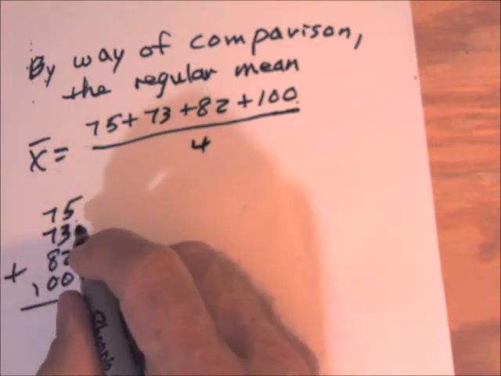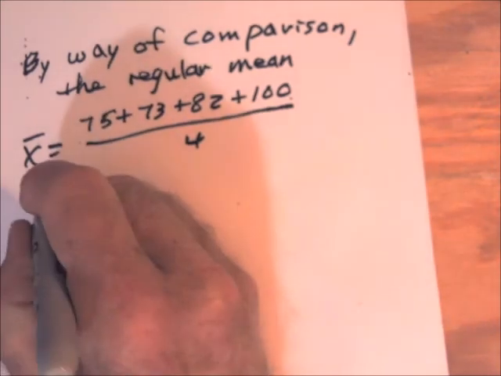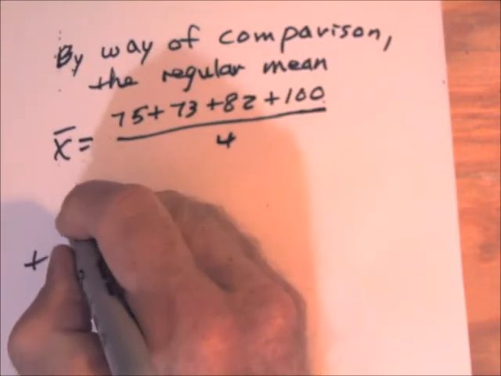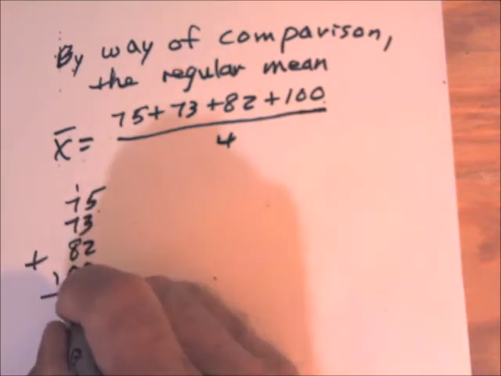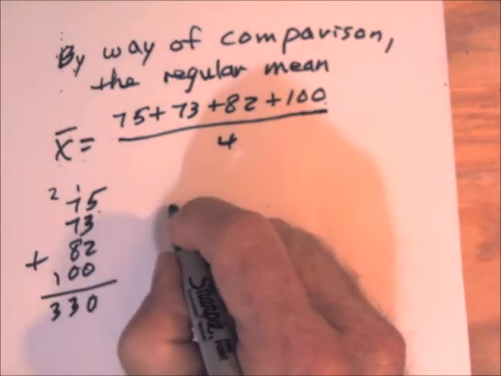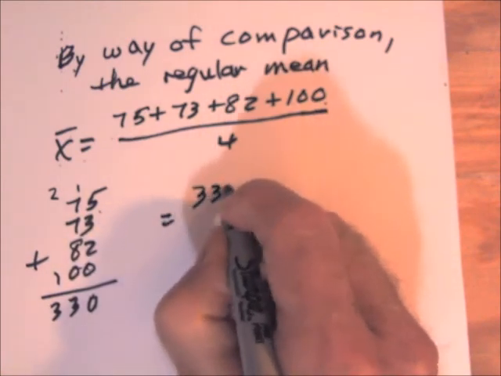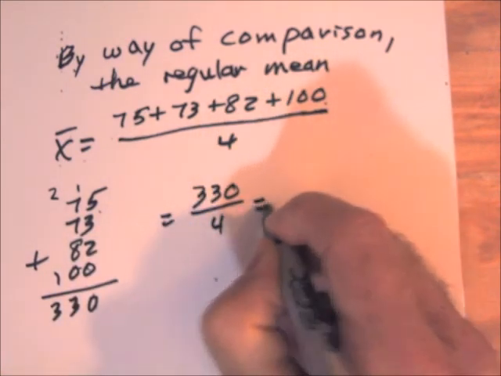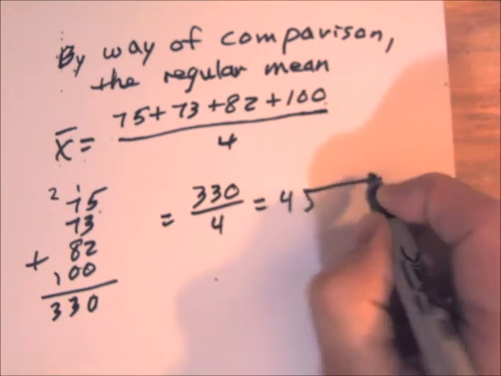5 and 3 is 8, and 2 is 10, put down the 0, carry the 1. 1 and 7 is 8, 7 is 15, 8 is 23, put down the 3, carry the 2, and 1 is 3. So this is going to be 330 divided by 4, 4 into 330.